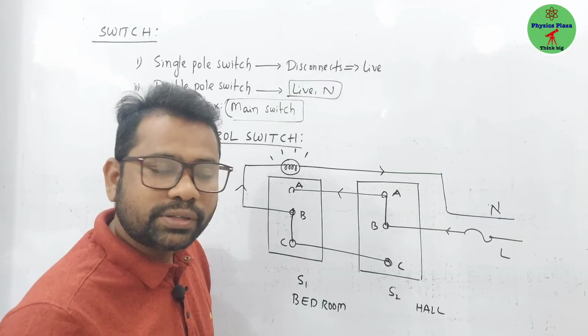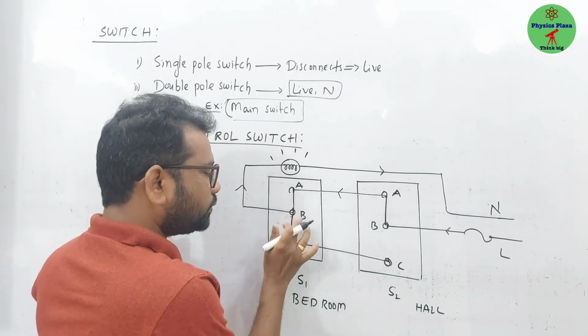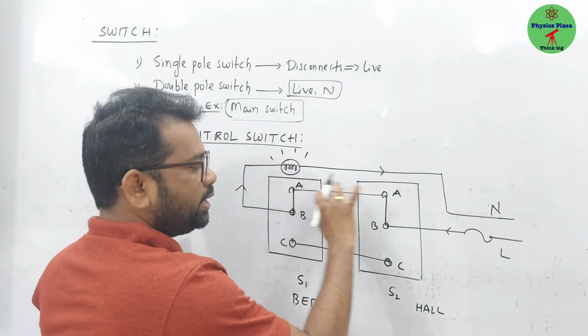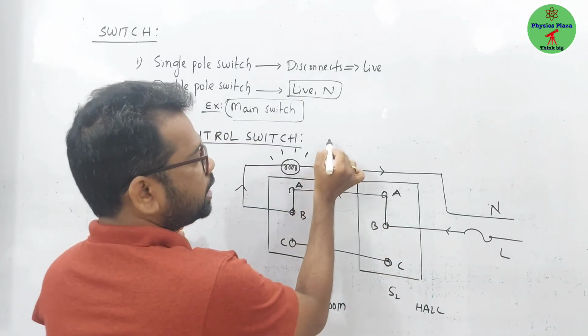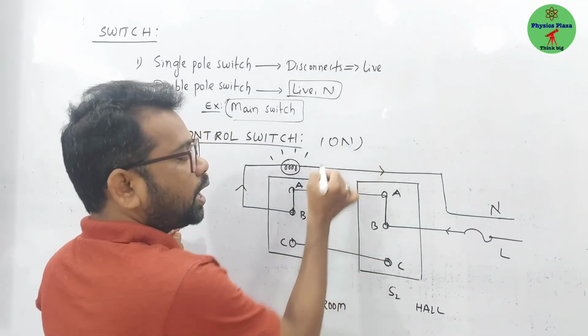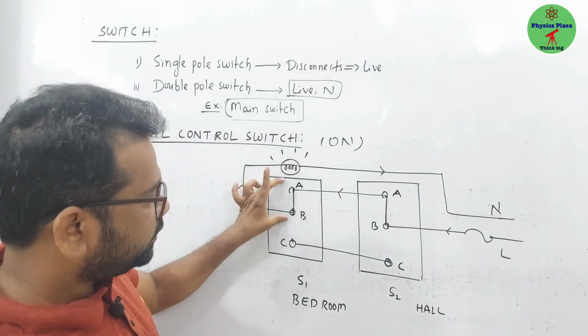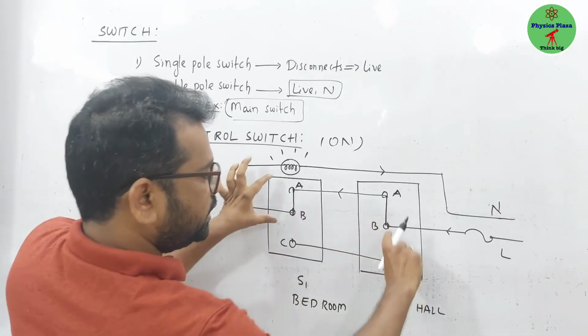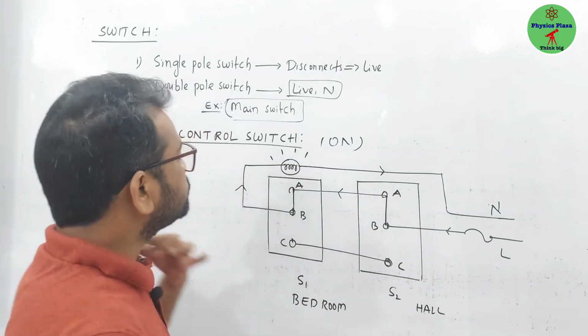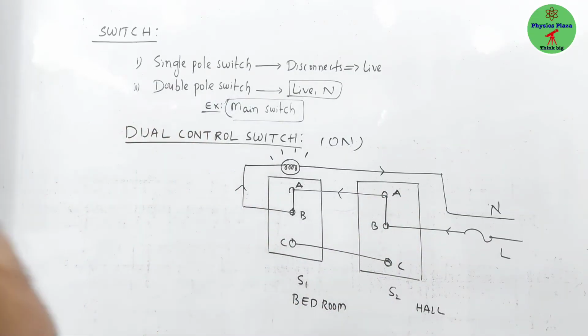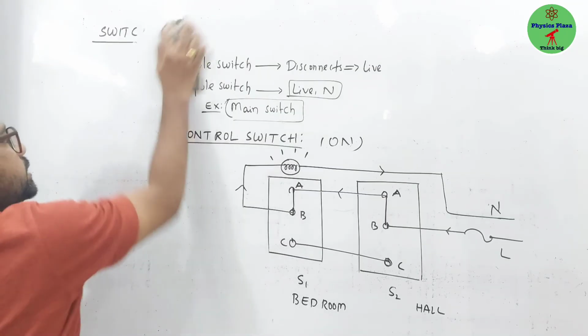Clear? What I mean to say is that either AB should be connected or BC should be connected in on mode. Children, it is purely on mode. Off mode means either this or this should be connected. Is it clear? So this is about the dual control switch. In the exam, they will ask about the on mode and off mode of the dual control switch. Clear?